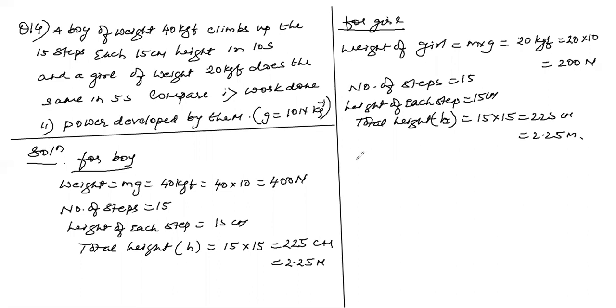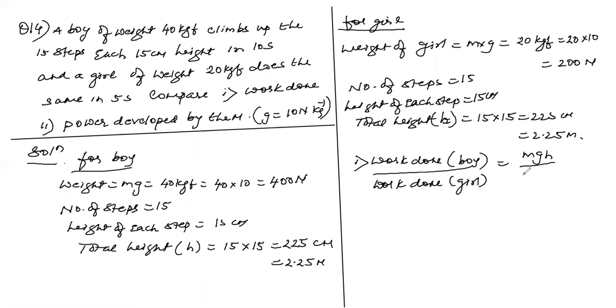Compare the work done. So, work done by boy upon work done by girl. Compare मतलब ratio. Compare. Okay, तो क्या आएगा बेटा इधर? इधर आएगा mgh upon mgh. Even please have a look here.